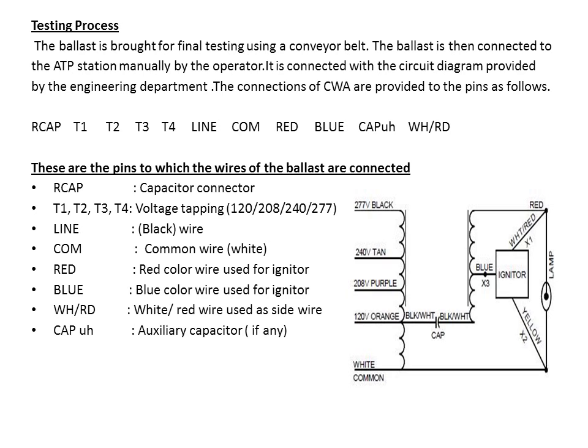Line is the black wire. COM is a common wire. Red is the red color wire used for igniter. Blue is the blue color wire used for igniter. WH/RD, white red, is a wire used as a side wire. CAP, mu H, is an auxiliary capacitor if there is any.